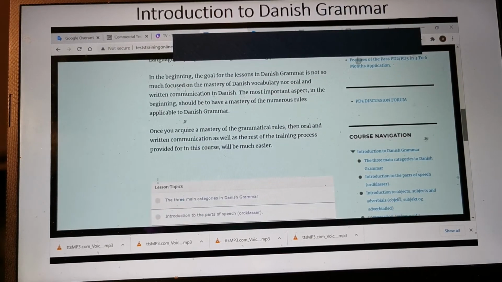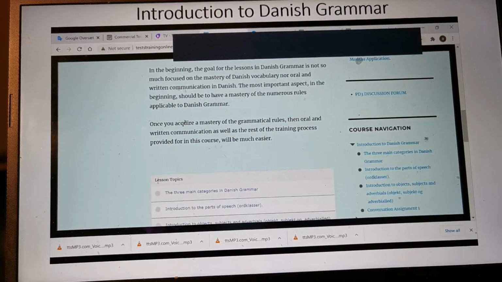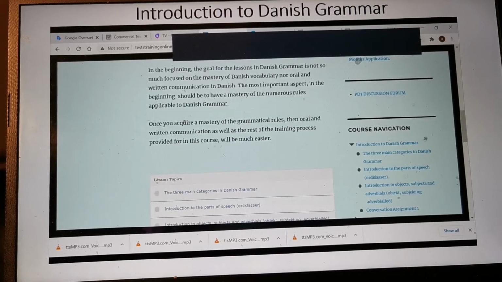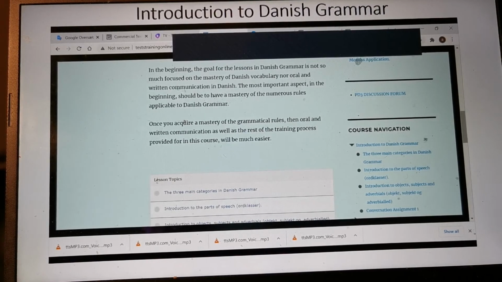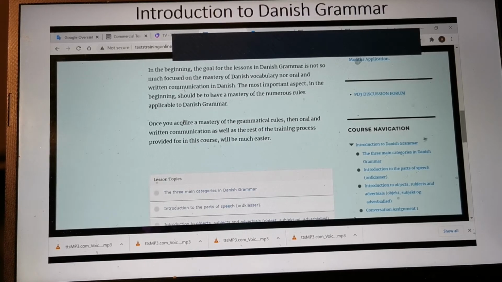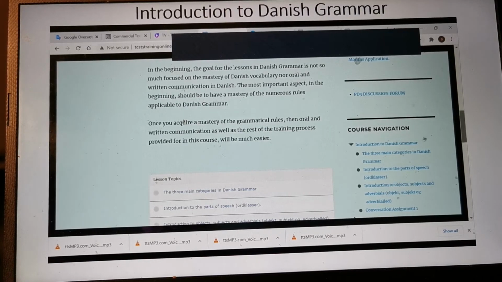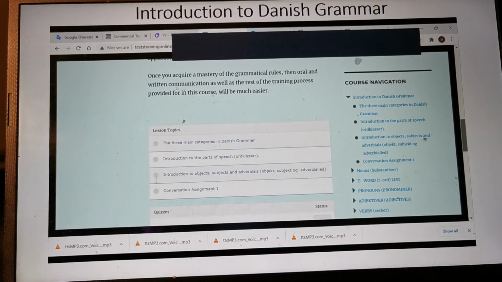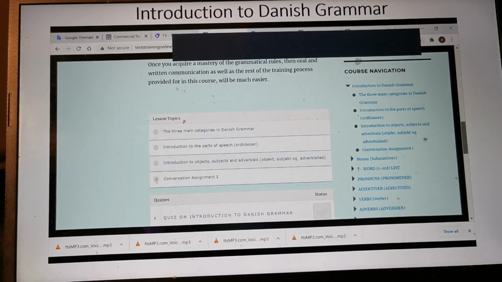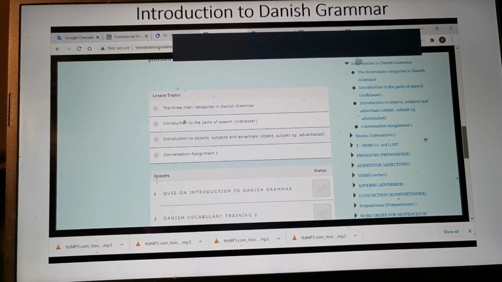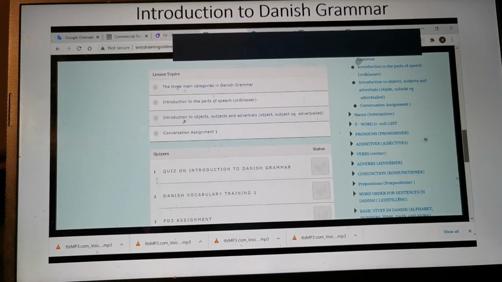In the beginning, the goal for the lessons in the Danish grammar is not so much focused on the mastery of Danish vocabulary nor oral and written communication in Danish. The most important aspect in the beginning should be to have a mastery of the numerous rules applicable to Danish grammar. Once you acquire a mastery of the grammatical rules, then oral and written communication as well as the rest of the training process provided for in this course will be much easier.